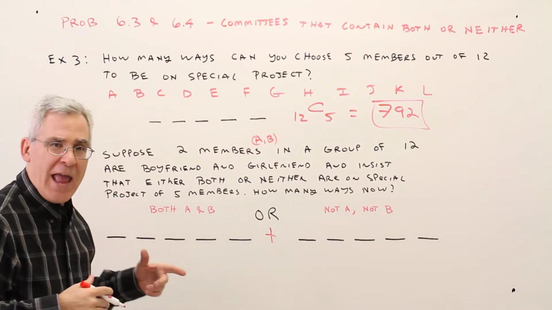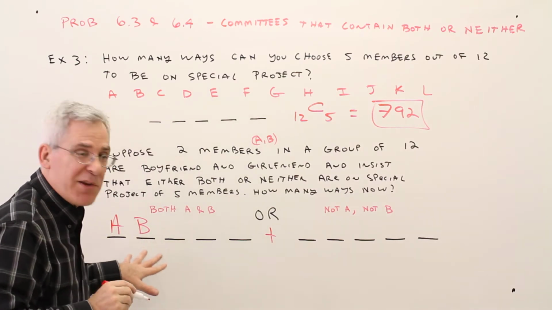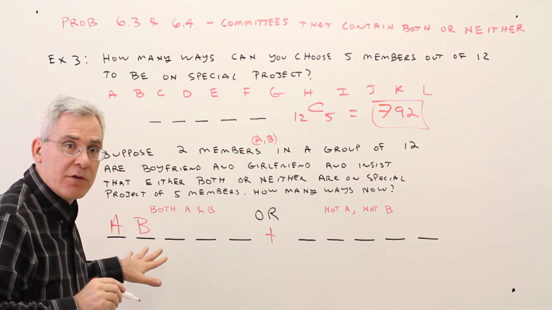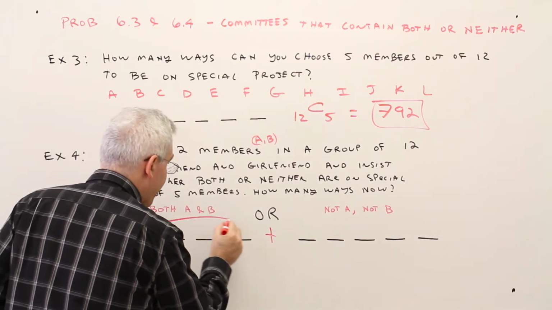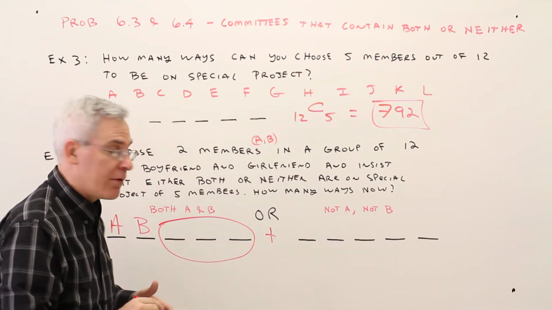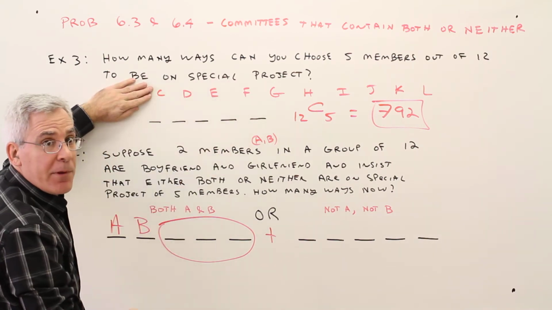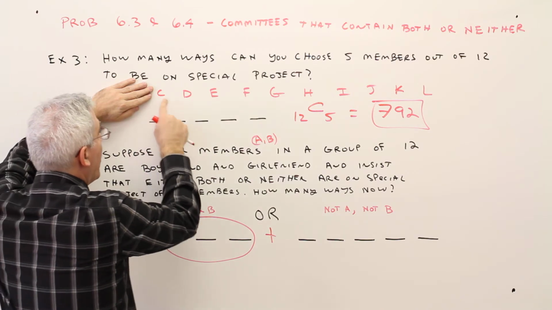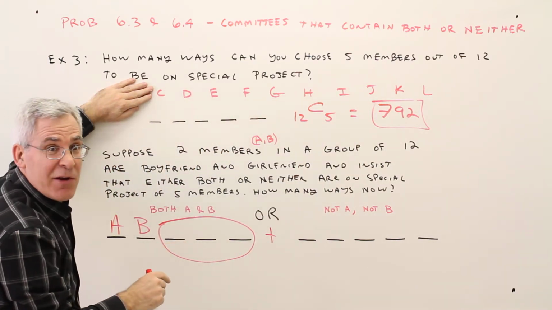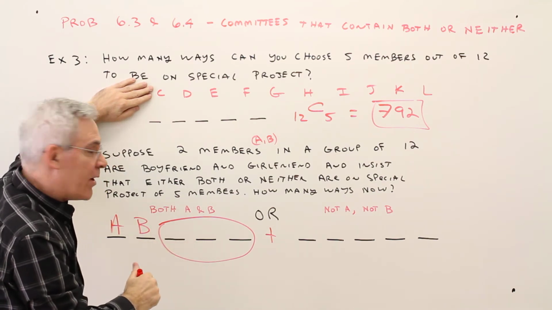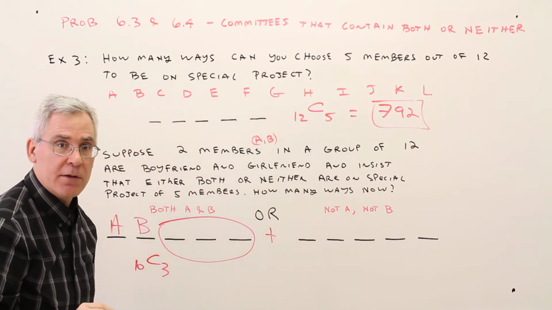So over here, A and B are on. So just as a visual, I'll say A and B are on the special project. Okay, now we gotta figure out how many ways to fill it. So I've gotta fill these slots, A and B, I said, are on it, out of these remaining people. All right, well I've got 1, 2, 3, 4, 5, 6, 7, 8, 9, 10. Out of those 10 remaining people, I've got to choose 3. So it's just simply going to be 10 choose 3.